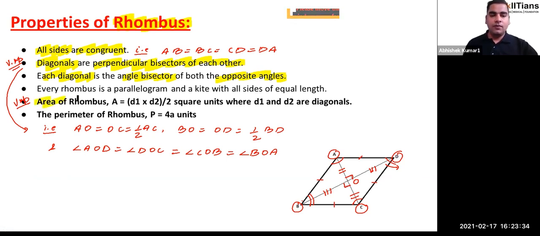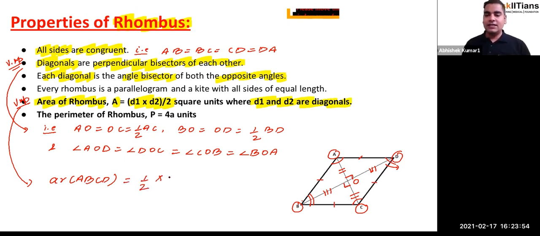The area of a rhombus, let's say it is denoted by A, is half of the product of diagonals, where D1 and D2 represent the diagonals. So for this particular figure, the area of rhombus ABCD will be 1 by 2 into the product of diagonals, which here are denoted by AC and BD respectively. So area of ABCD will be 1 by 2 into AC into BD. That's what the area of ABCD would be.